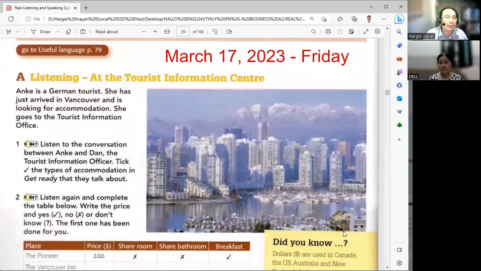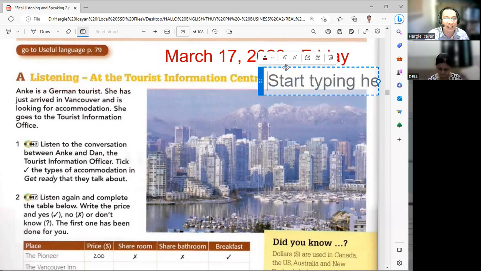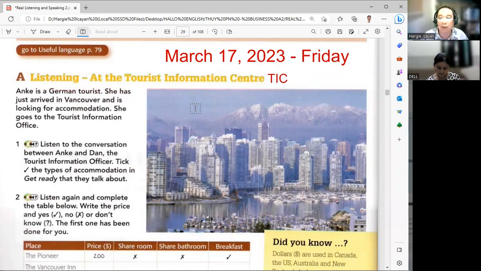This time we will have a listening activity at the Tourist Information Center, or the TIC. I don't know if in Vietnam you also have the so-called Tourist Information Center. Do you have that one, Thuy, in Vietnam? Yes, I think so. Maybe you have that one, but sometimes it's called differently, because here in the Philippines we call it the tourism office. But in London, they call it the Tourist Information Center.